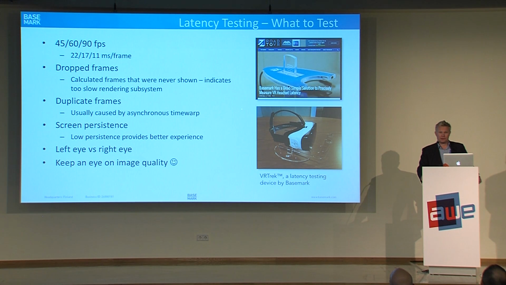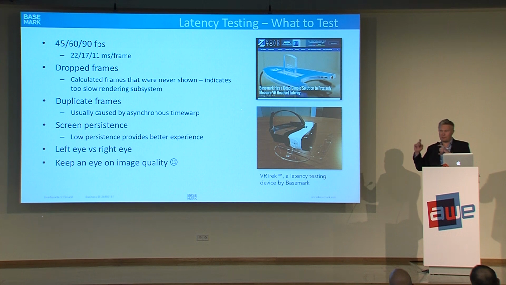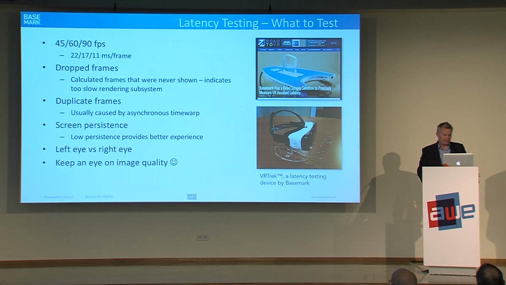Asynchronous time warp basically means that the system has calculated a larger image originally than was needed for one frame, and then it detects a movement, and the system knows that it doesn't have time to actually calculate the new image, but it can approximate the required new image by taking it from the previous frame. And screen persistence is also a critical factor in the latency measurements, so low persistence usually provides a better experience.